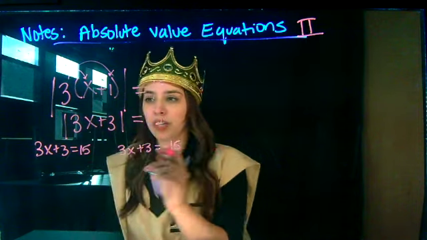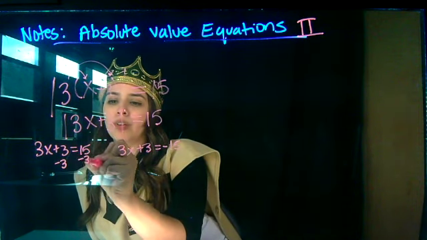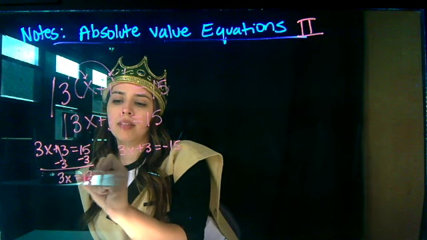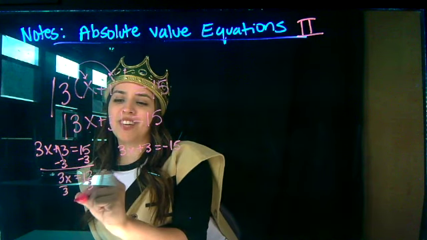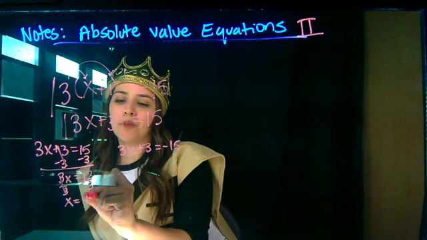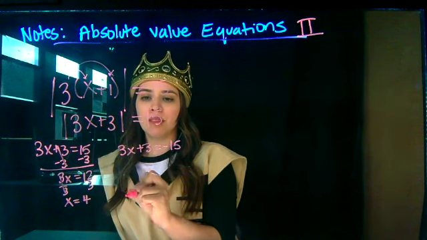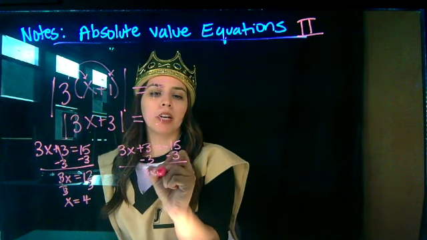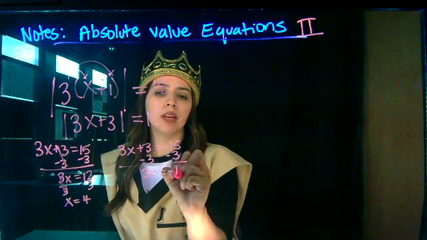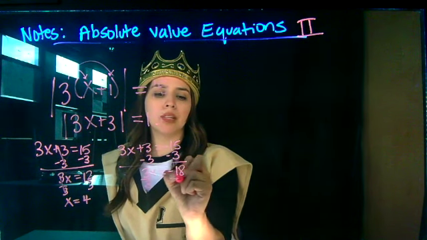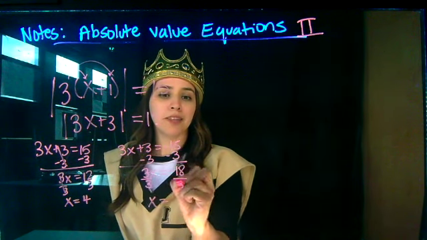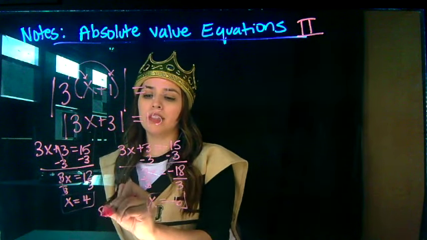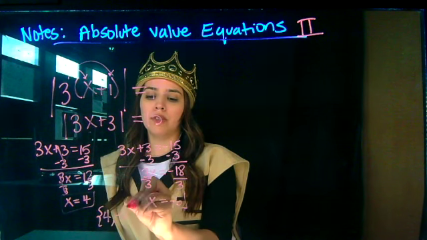Okay, hopefully you already tried this. Let's subtract 3 from both sides. We get 3x equals 12. Divide both sides by 3, and we get x equals 4. Okay, and then we subtract both sides by 3 here. 3x equals negative 18. Divide both sides by 3. We get x equals negative 6. So the solution set for x is 4 comma negative 6.